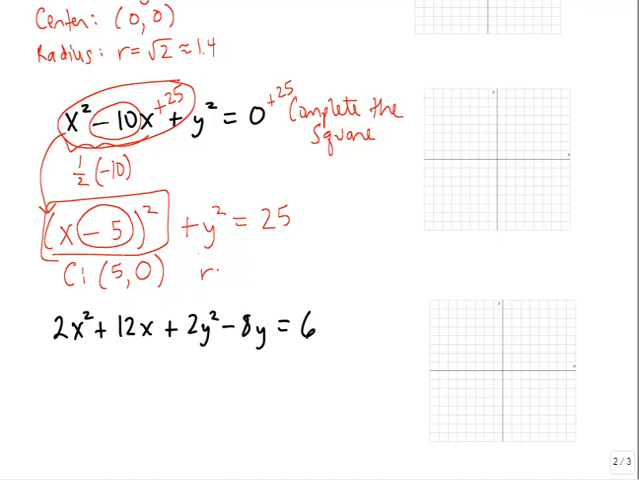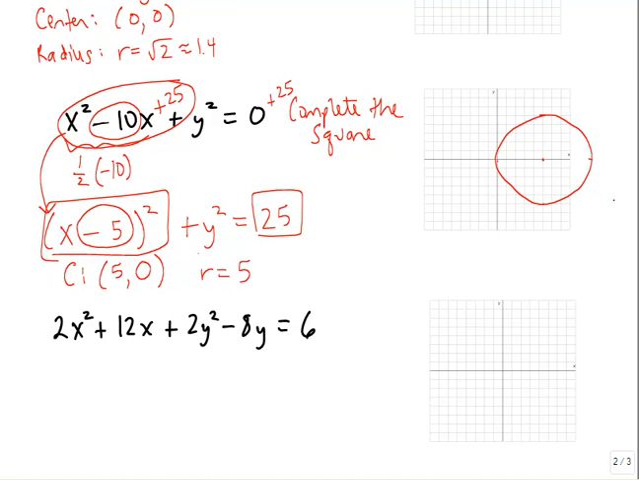What's the radius going to be? The radius is the square root of the constant on the end, so square root of 25 is 5. So this is a circle centered at 5, 0. So put a little dot there, and a radius of 5. So I'm going to go 5 to the right, 5 up, 5 left, and 5 down. And draw my circle.